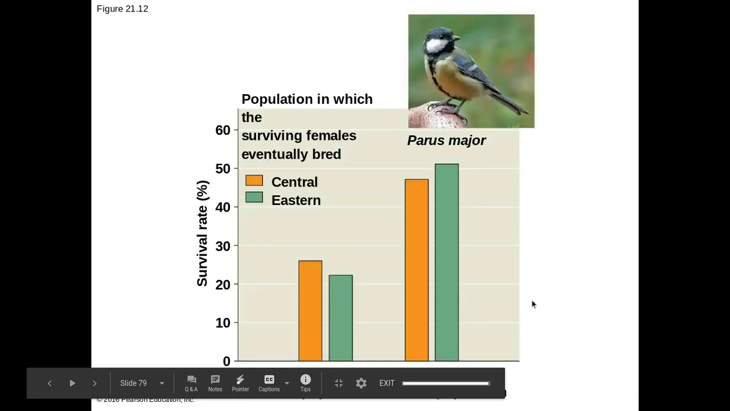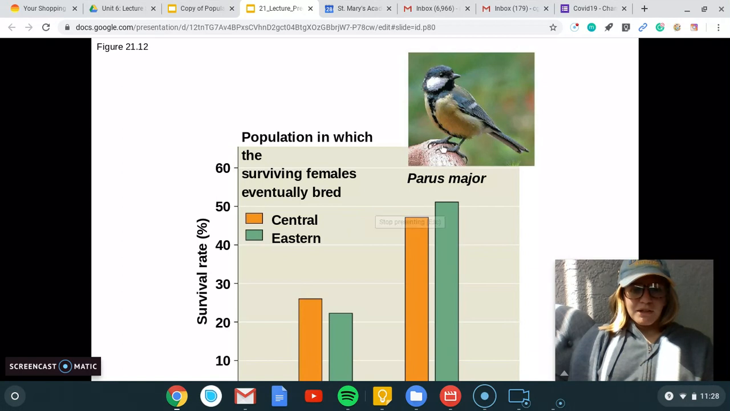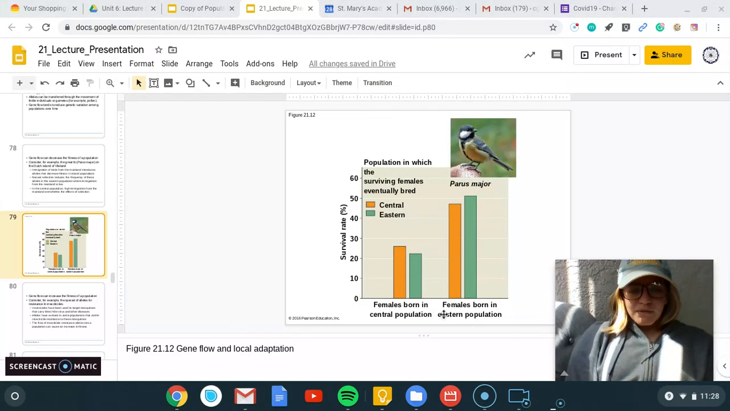So you can see in this graph the survival rates of the central versus the eastern birds. Let me look at this graph. You can see here, females born in the central population had far lower survival rates than the females born in the eastern population due to that gene flow.